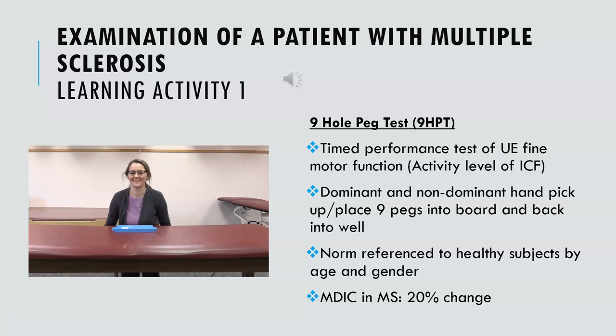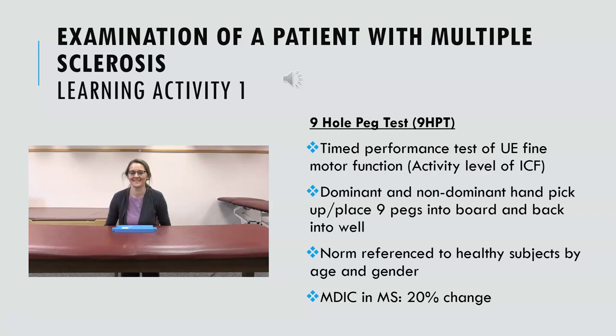The first standardized outcome measure that we'll discuss in this lab is the 9-hole peg test. You'll watch a video in a moment of Dr. Kelly performing this task per the instruction of Dr. Ingalls. You'll see that this is a timed test of motor performance of the upper extremity. So we're looking here at fine motor function, manual dexterity, and aspects related to coordination. So this would test at the activity level of the ICF.